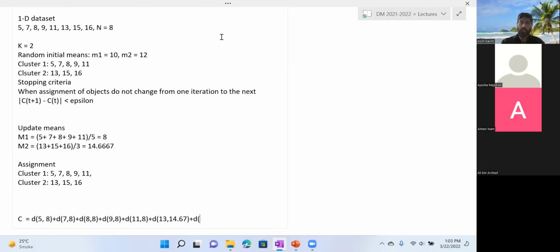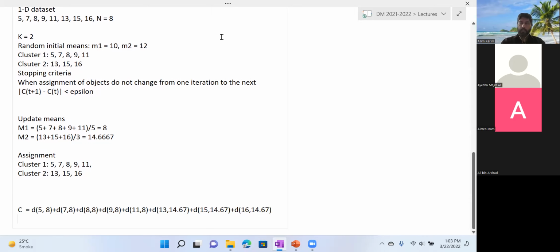This is where the indicator function works. So ये अब उसके साथ निकाल रहे हैं, पहले के साथ नहीं निकाल रहे हैं हम. ठीक है, दूसरे असाइनमेंट दूसरे के साथ है. So this is D(15, 14.67) plus D(16, 14.67). So this is the final cost. ठीक है.